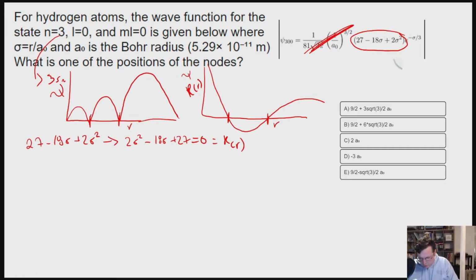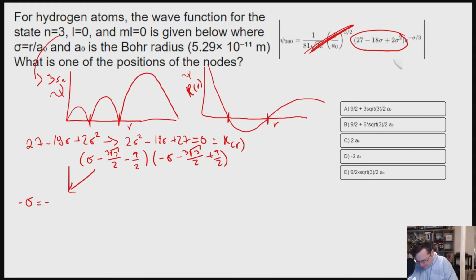And so if we work our way out of that, factoring it out, we get sigma minus 3 square root of 3 over 2 minus 9 halves, times minus sigma minus 3 square root of 3 over 2 plus 9 halves. So we get those two things that are factored out. All we need to do now, to figure out what those positions are, when the wave function is equal to 0, is solve for sigma in both of these cases. So if we go right here, for this part, and pull it out, what we get is negative sigma is equal to, here, actually, let me take a step back.